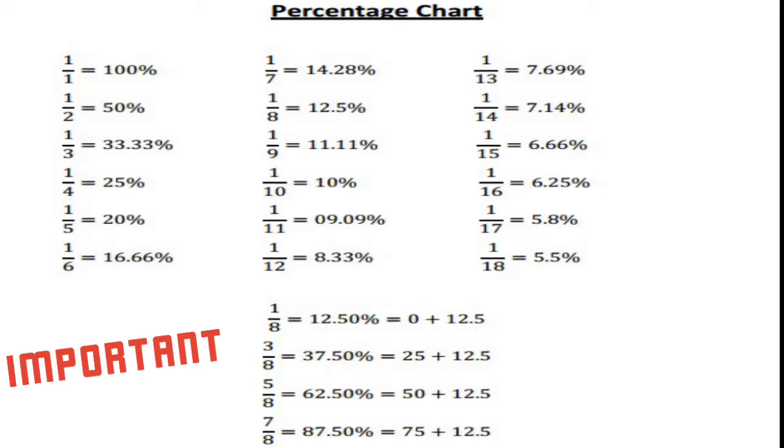Below that, I have given the relation between 1 by 8, 3 by 8, 5 by 8 and 7 by 8. As you can see, 1 by 8 is 12.5% and 3 by 8 is 37.5%. So this is nothing but 25 plus 12.5. Similarly, 5 by 8 is 50 plus 12.5 and 7 by 8 is 75 plus 12.5. So this is the relation between the numbers. If you can develop those relations, then it is easier to remember the values. So let's move to the first question.